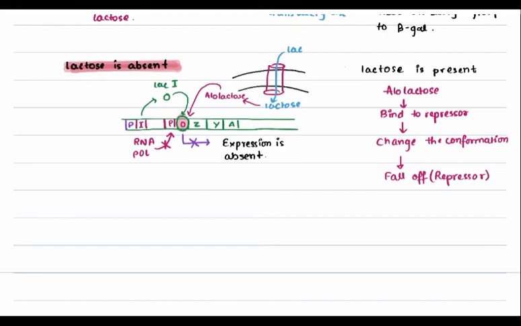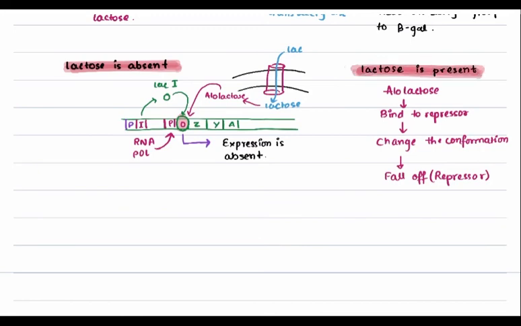Once the repressor falls off, the promoter is free for the RNA polymerase to bind, and there won't be any obstacle for the RNA polymerase to bind to the promoter right now, and hence the expression of the structural genes, that is ZYA, will occur. So this is what is happening when lactose is present.